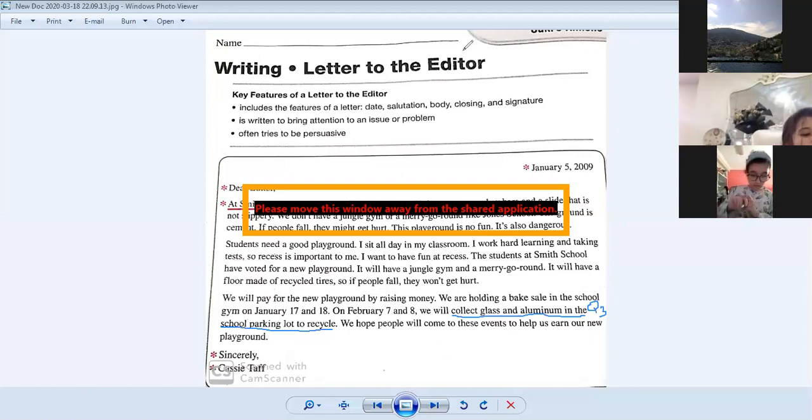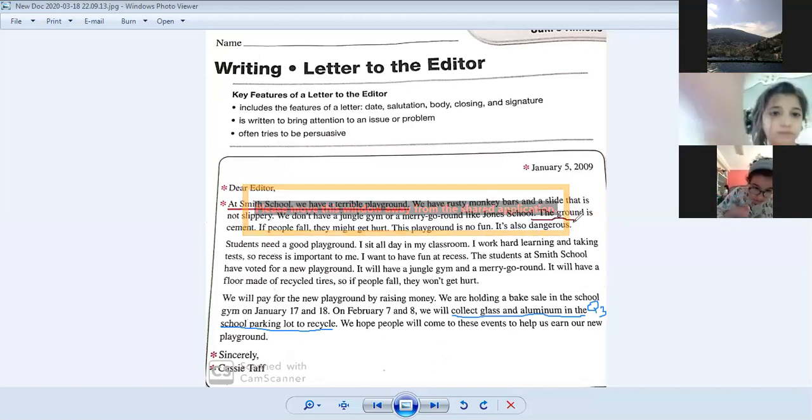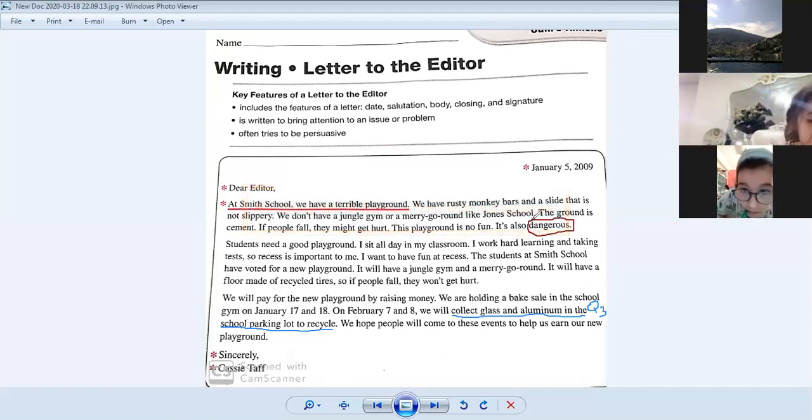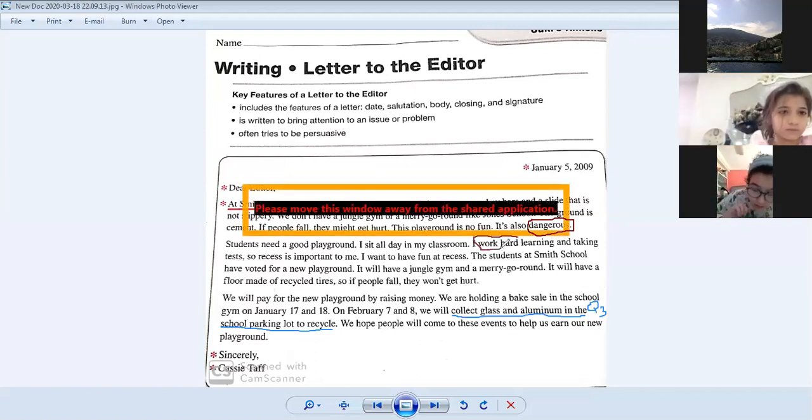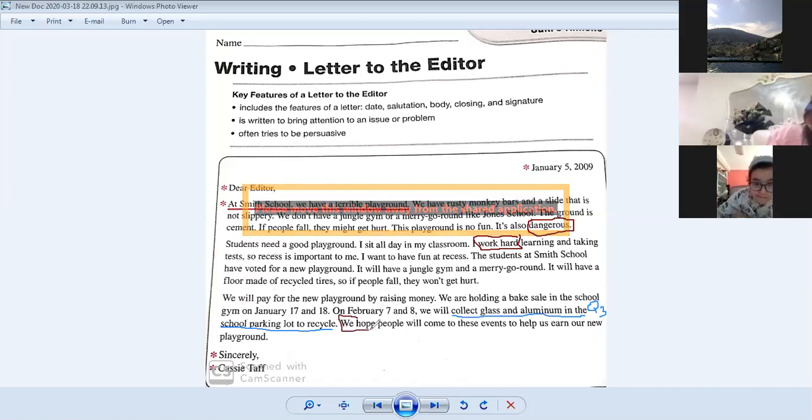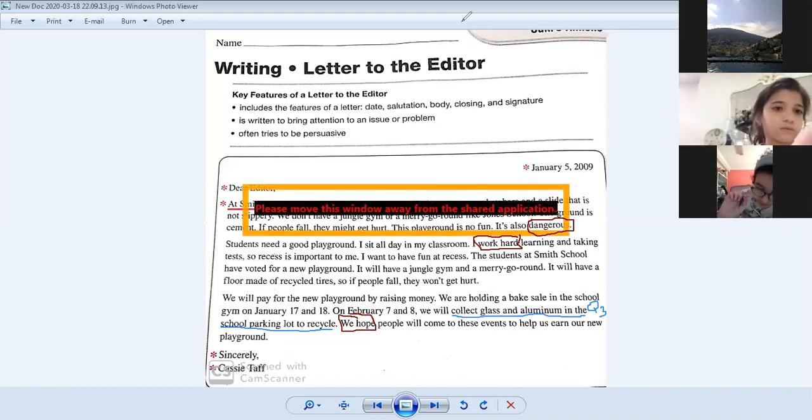Let me draw for you. Like dangerous here. Dangerous is not something good for the kids. It's not good to have a dangerous school. I work hard. I am drawing a box for you. Draw a box. How many words do they want? Three. Okay. We hope. This is another persuasive word. Draw a box around these three words, please. Quickly. Make a fun playground, yes. They want people hurt, yes, excellent.